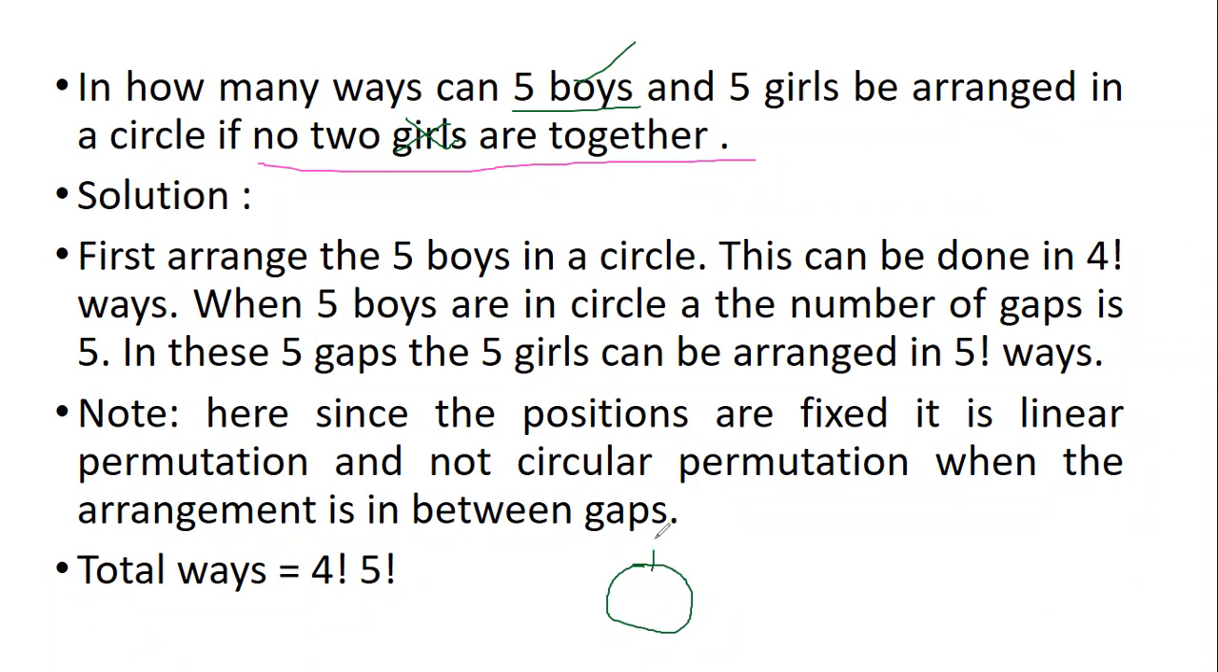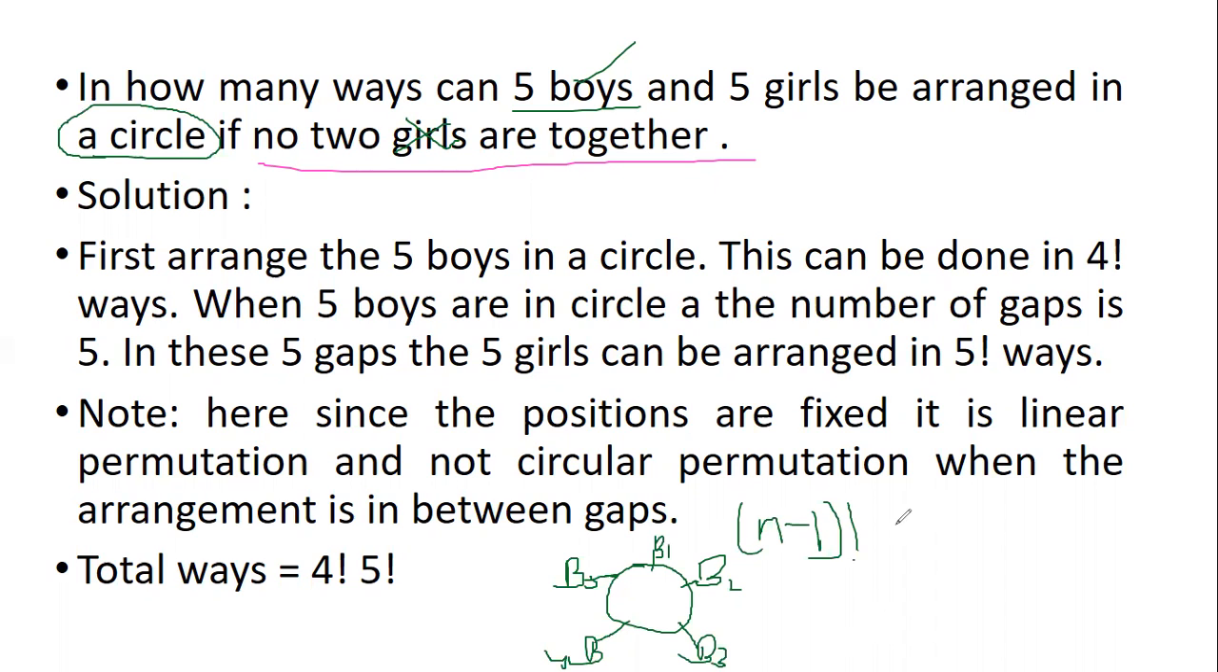Now since we have 5 boys, let's say B1, B2, B3, B4 and B5. Okay, so we have 5 boys who are arranged in a circle. Now, how do you understand it is circular permutation? The question mentions they are arranged in a circle. So what is the formula for circular permutation? We have to find n minus 1 whole factorial. Correct? For circular permutation, the formula is n minus 1 factorial.